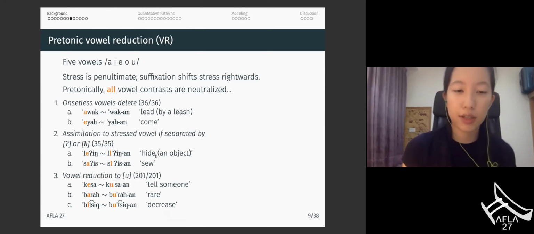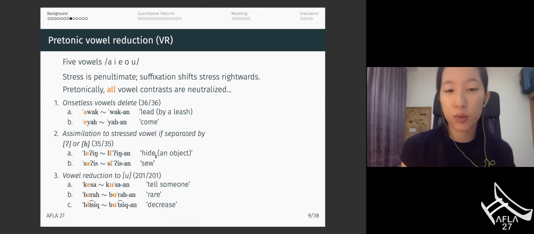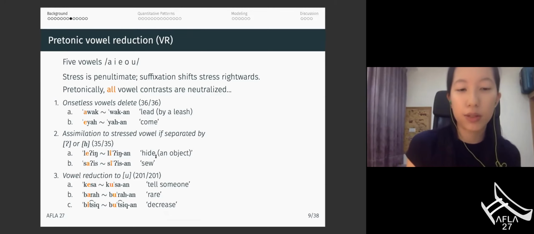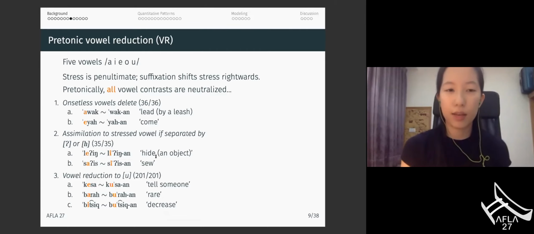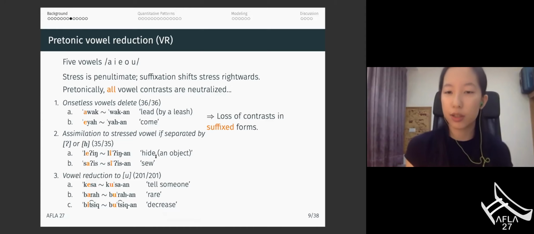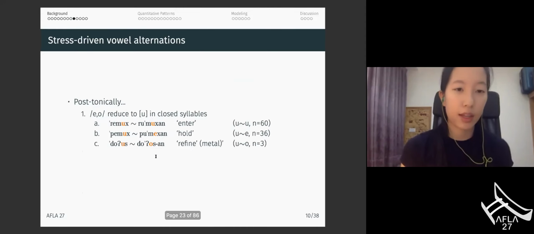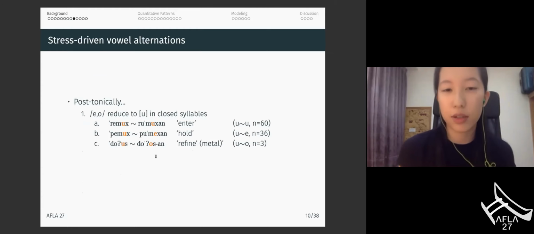Otherwise, and this last process is the most common one, vowels will reduce to u. This gives us alternations such as kesa to kusaan, barah, purahan, and so on. Pretonic vowel reduction, in this case, results in a glossive contrast in the suffixed forms of the paradigm. Post-tonically, a similar but more restrictive process occurs where the mid-vowels reduce to U in closed syllables.